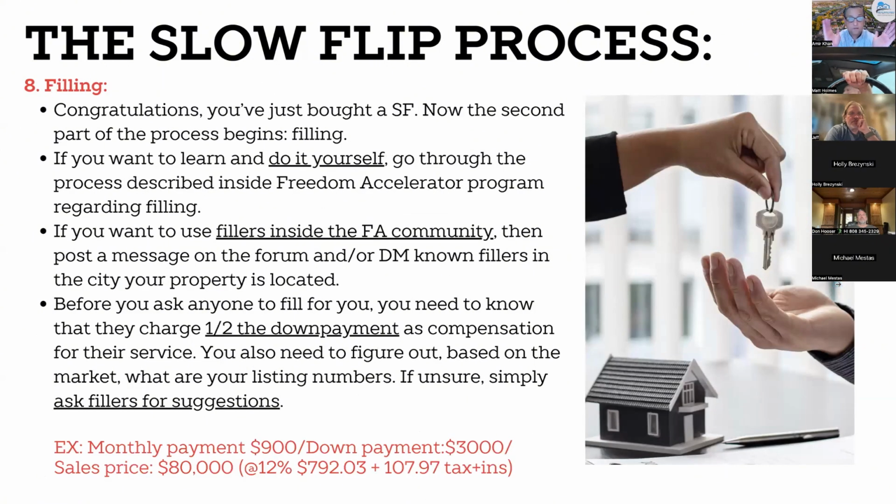And finally, once everything is done and either you or your private lender has wired the funds, closing happens, congratulations, you just bought your first slow flip, right? Now the second part is filling. So you can do it yourself. Well, if you go through the Freedom Accelerator program, there's a whole section on it. Read it and apply it. Or you can find fillers in the Freedom Accelerator community. You've seen this, you all know this, but I'm just showing you step by step sequentially what you should be doing, right?